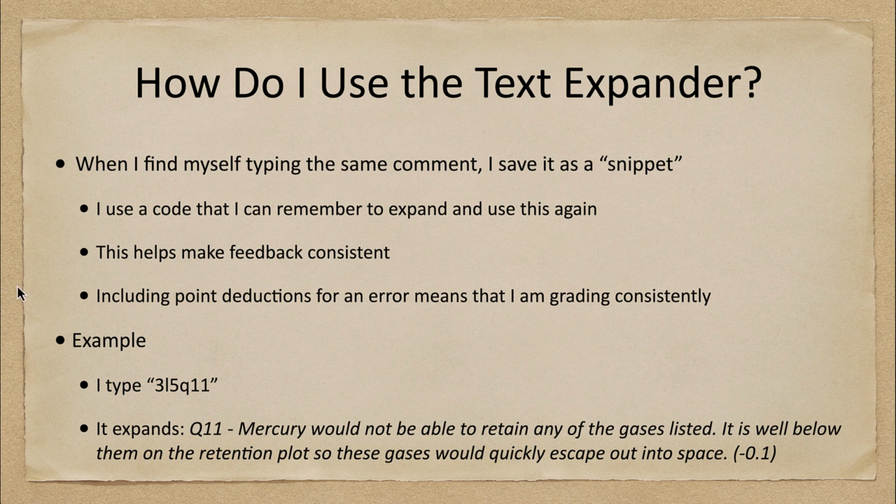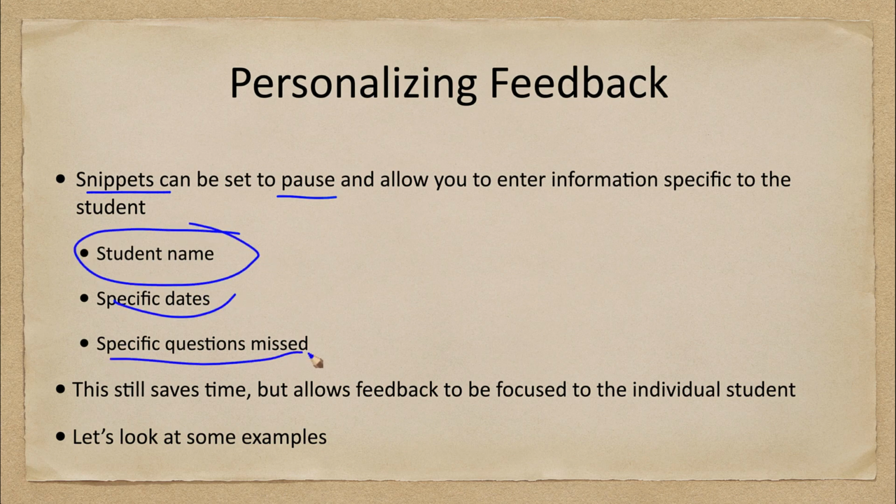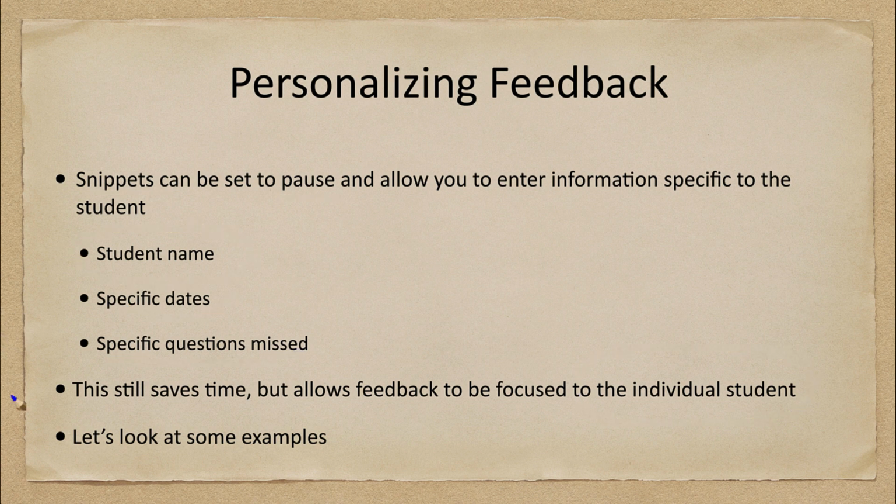So how can we use this for personalizing feedback? Well, you can set the snippets to pause and allow you to enter information that is specific to the student, such as a name, a specific date, or specific questions that they missed. It still saves time, but you can focus it on the individual student. Students find it much more personalized, and they get detailed feedback specific to them, but it saves me a lot of time in terms of typing out the same thing over and over again.